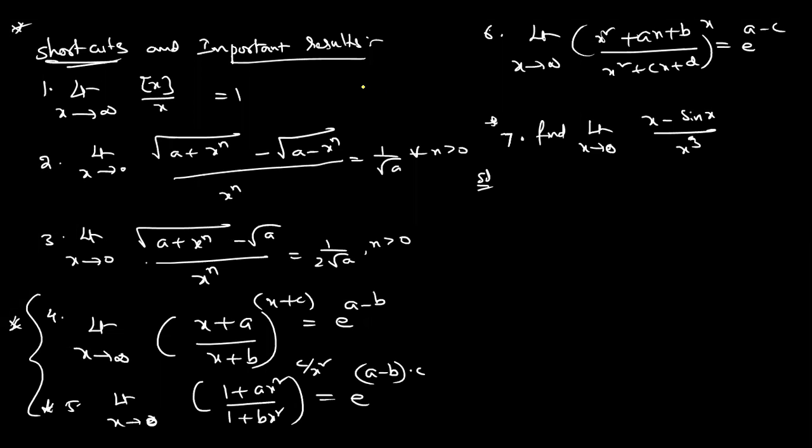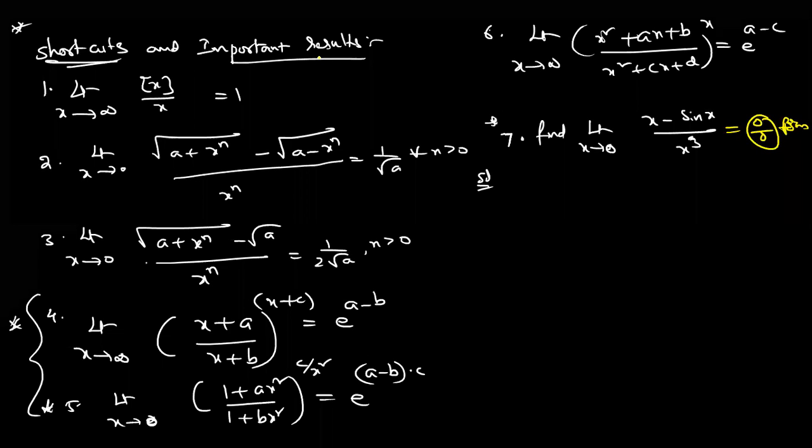Put x is equal to 0, what is your answer? 0 by 0 form is coming. Then what to do here? 0 by 0 form is coming means what to do here? Apply L'Hospital's rule.